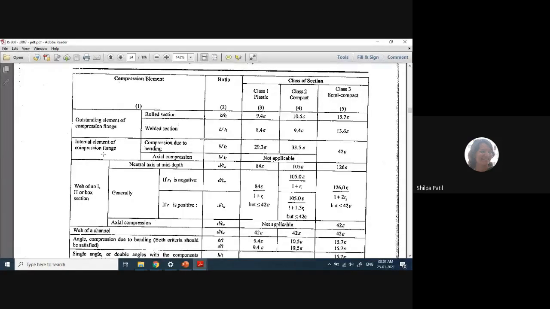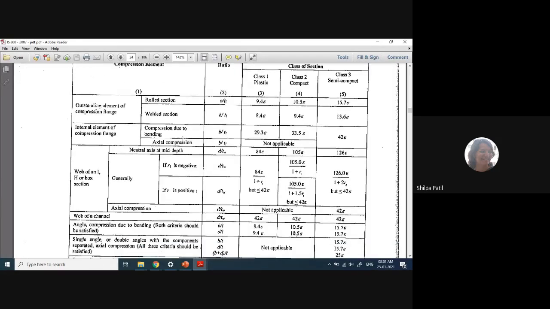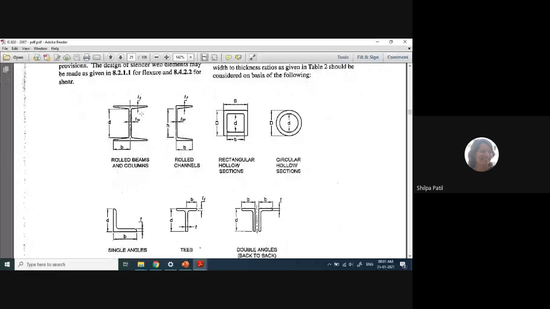Okay, fine. Now coming to the next row, that is the internal element of compression flange. If I go back to these diagrams, I, C and T sections, the flange portion we have already seen, and there is no internal element in the flange. What is the meaning of internal element? The element which has support at both the edges. In case of the I section, if we consider the outstanding part, it has a support at one end and the other end is free. For the channel also, it has a support at one end, and the other end is free.